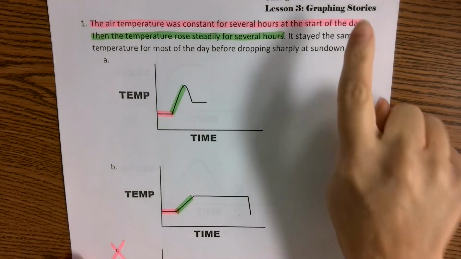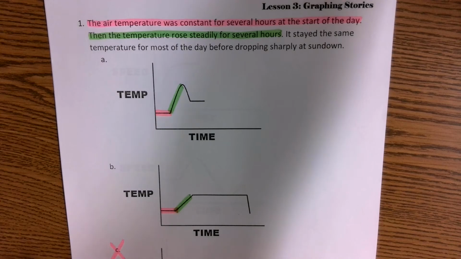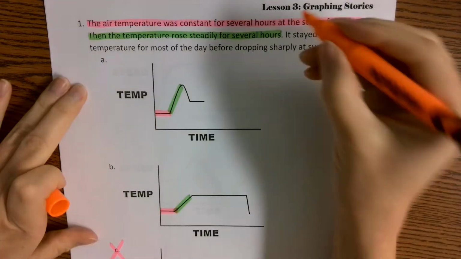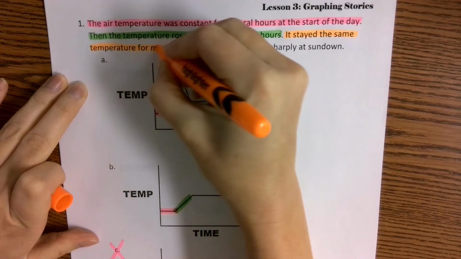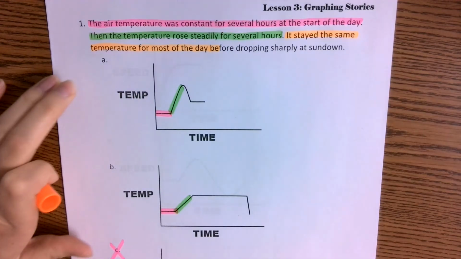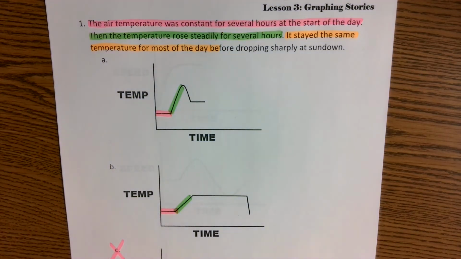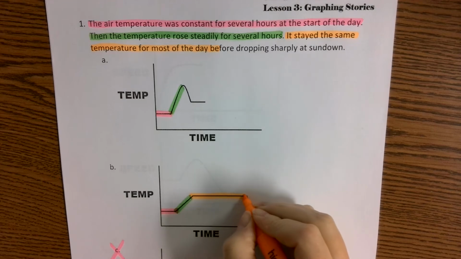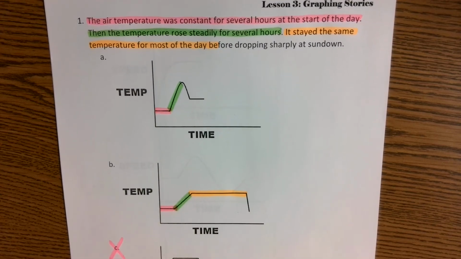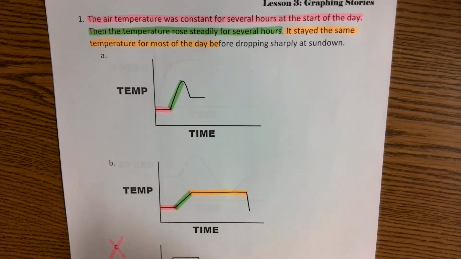When we get to part 3, the third line, it stayed the same temperature for most of the day. So again, if it stays the same, it's another representation of it being constant. Only graph B is showing that you're going to have a constant temperature or staying the same in the center.